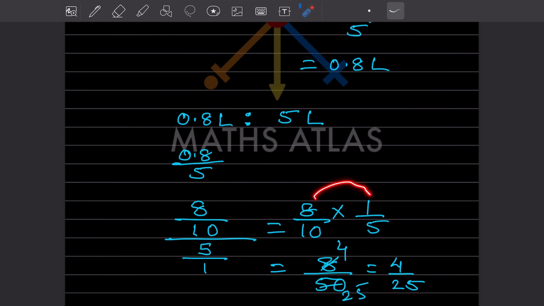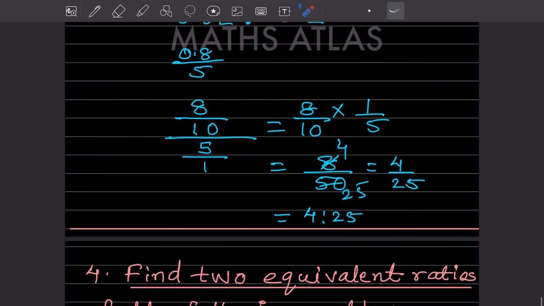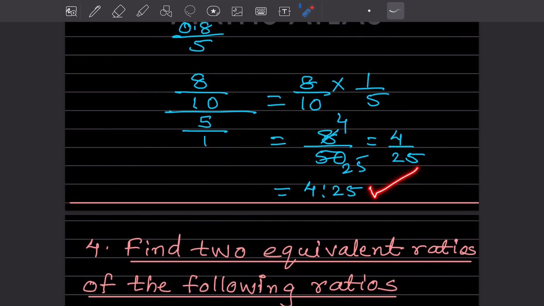8 ones are 8 and 10 5s are 50. There are many ways of doing it. Directly you can also cut over here, but this is also one way. 8 ones are 8 and this. So when we simplify it, we get 4 by 25. Also you can go to 8 divided by 2, 50 divided by 2, which is 4 by 25. So the answer is 4 is to 25.